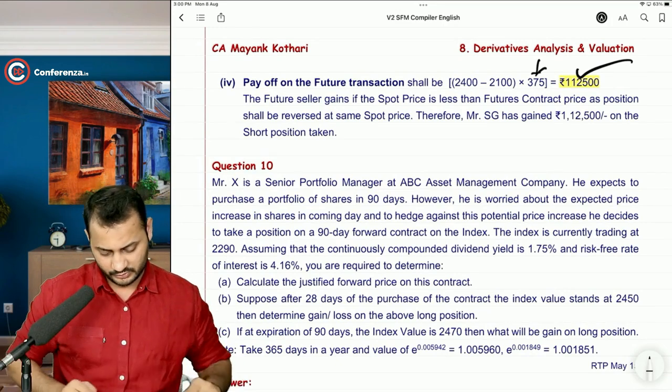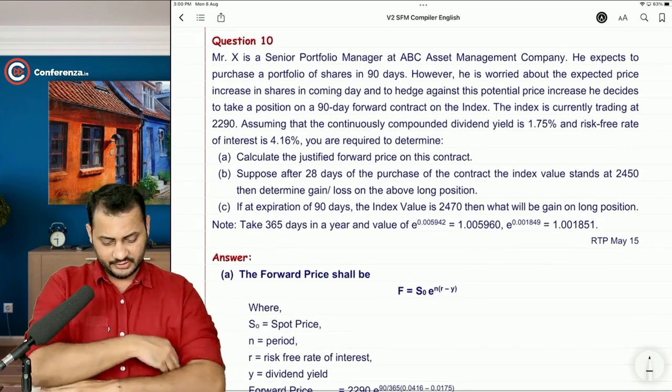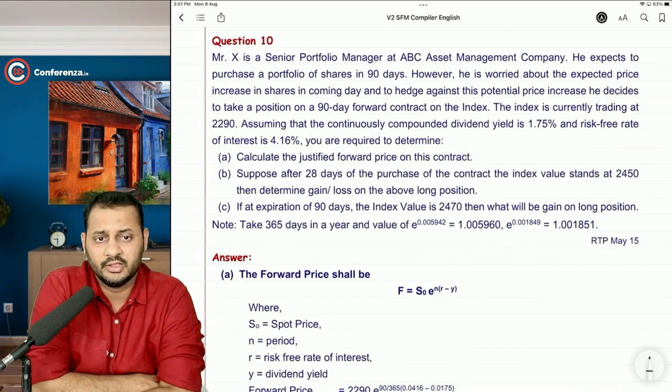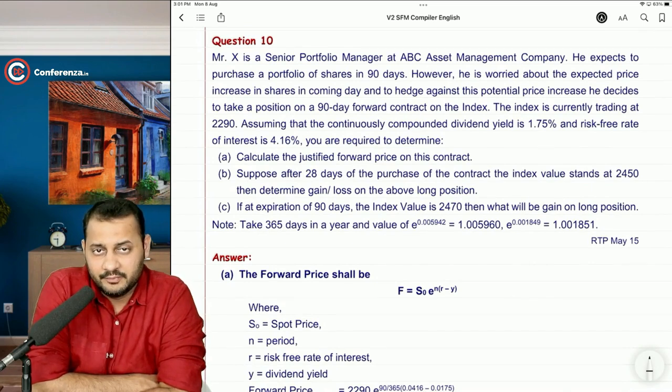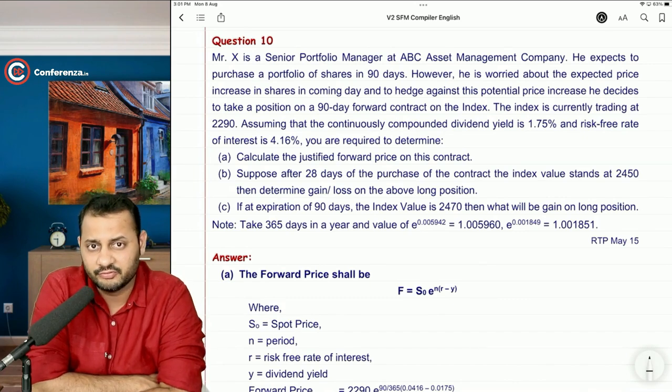Okay, let's come to question number 10, and this is an easy question, not that difficult. The only thing is we have to take the power of e. And one more thing that we are going to learn in this question, which is, I think, a little wrong in the institute's answer, because this was asked in RTP May 2015. So the institute needs to correct the answer in this question.